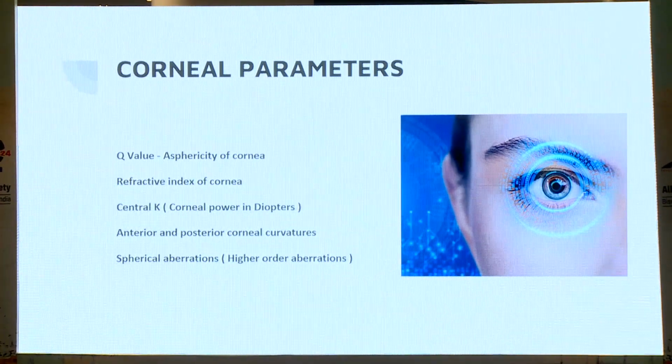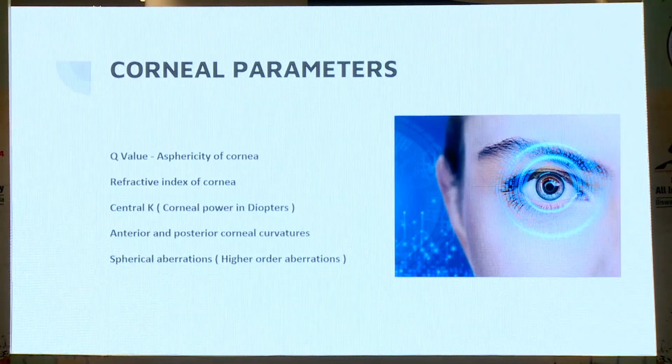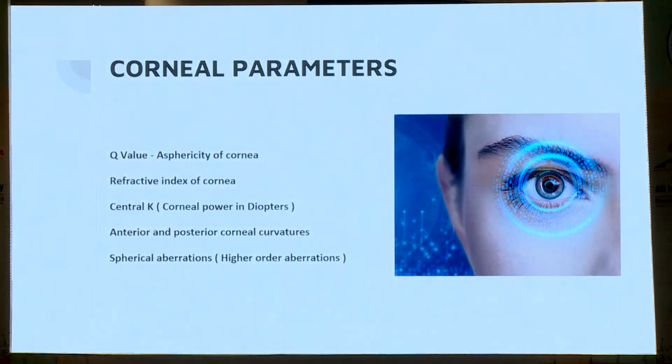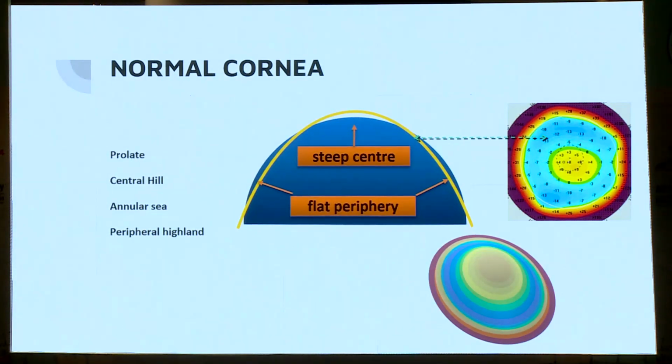The corneal parameters that need to be considered are the Q value, or the asphericity of the cornea, the refractive index of the cornea, the central K, the anterior and posterior corneal curvatures, and the spherical aberrations. So this is what a normal cornea looks like. It is prolate in shape, which is basically steep in the center and flat in the periphery.